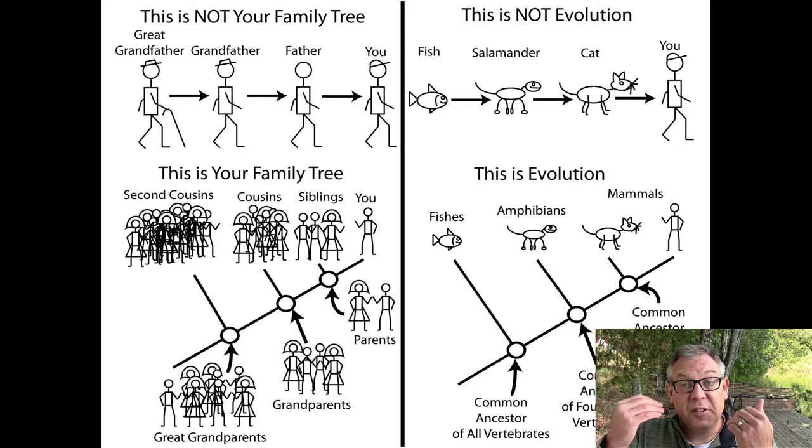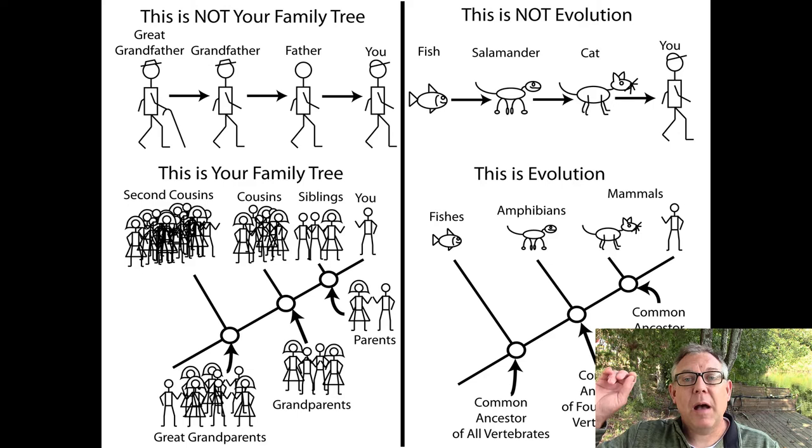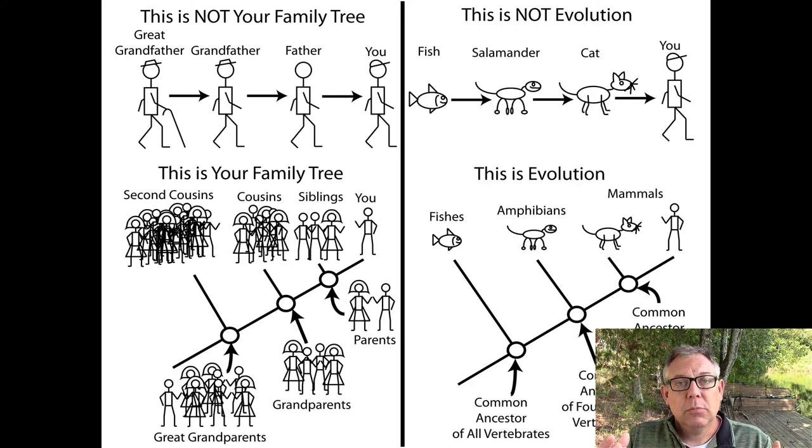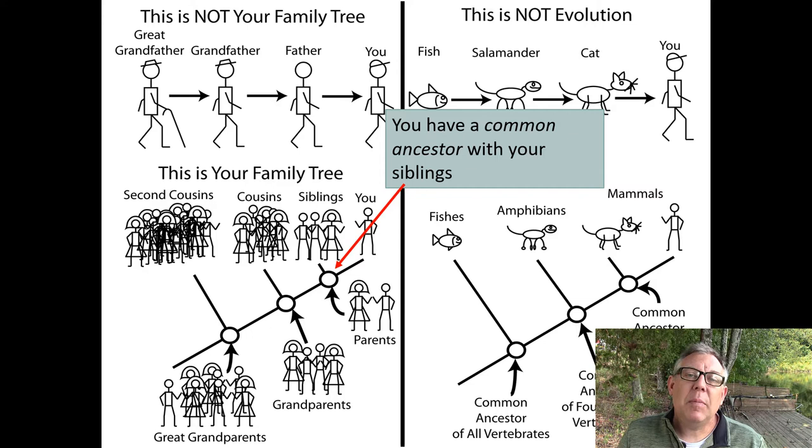If you think about your cousins, you also have a common ancestor with your cousin, but it goes back farther. You're related to your cousins through your grandparents, right? Your grandparents didn't turn into you, they didn't turn into your cousins, but they had offspring. And so this is the concept of common ancestry. If you think about your family tree, it makes a lot of sense to you.